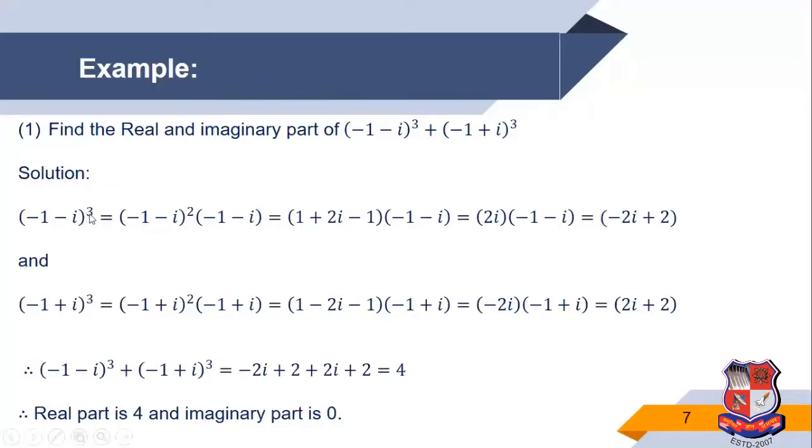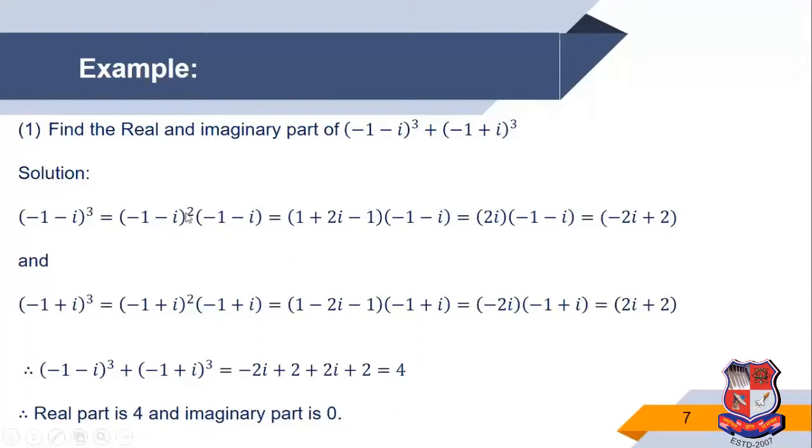Now here the power is odd. So we write in this form: (-1 - i)^2 into (-1 - i). We know how to find the value of this form. So -1 common, (-1)^2 is 1. So indirectly this is (1 + i).